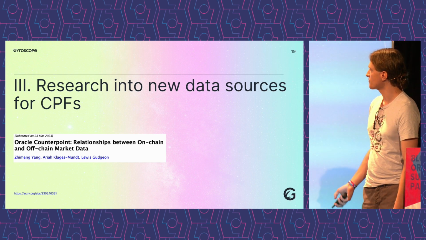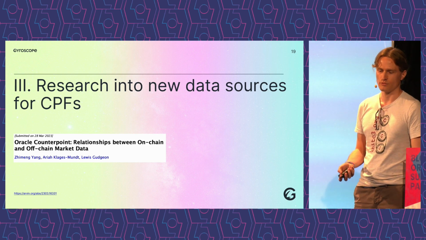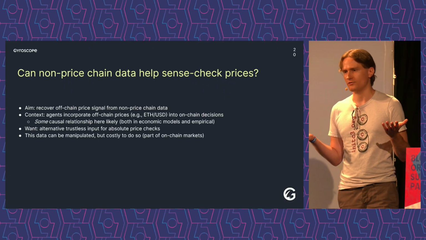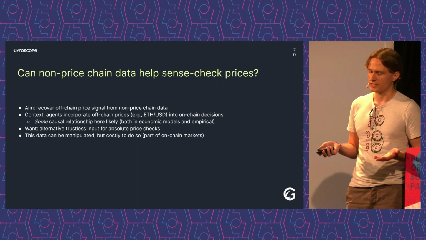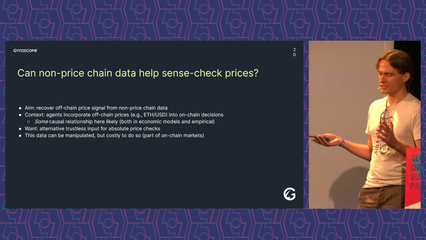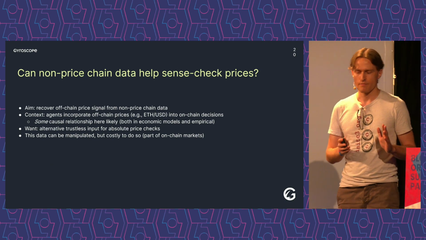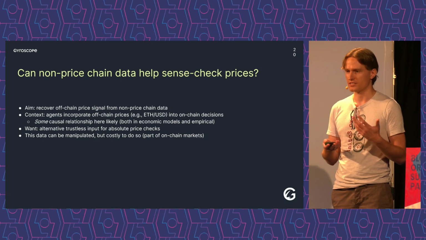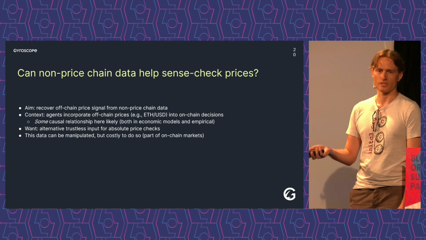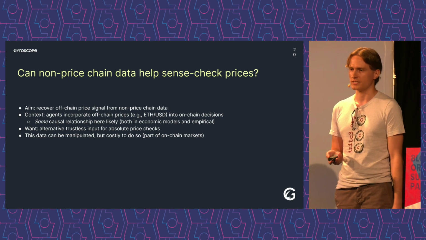And this is part of a paper we also published recently. The main idea is, can you use non-price chain data to help sense check oracle prices? The aim being that you want to recover some sort of off-chain price signal, but from non-price chain data, things like mining markets or proof-of-stake markets or gas markets or other sorts of markets that occur on-chain.